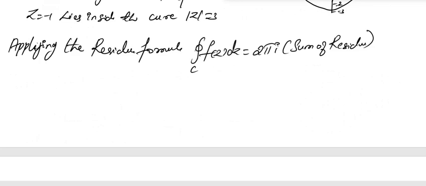Since the point lies inside the curve, you need to apply the formula. So what is the formula? 2 pi i into the sum of residues. So 2 pi i is nothing but a constant. The residue is what you have to find. So what residue do we have?